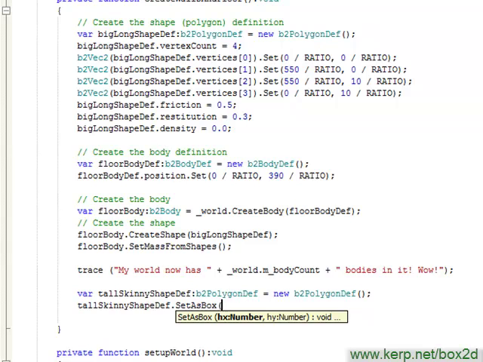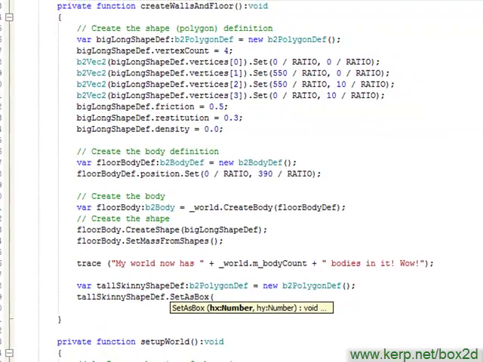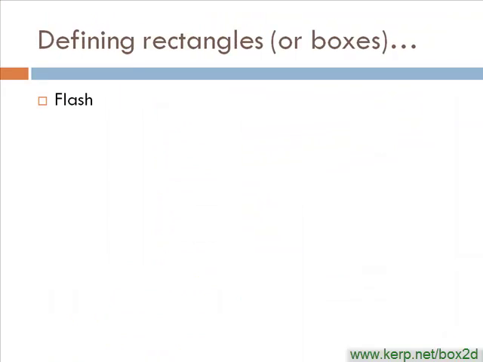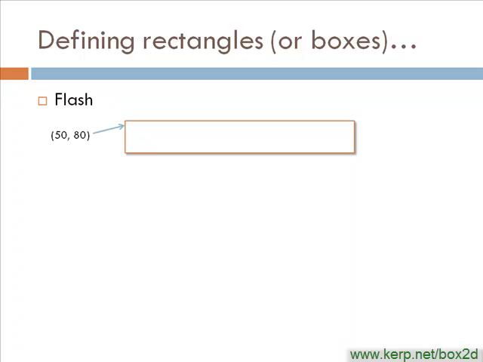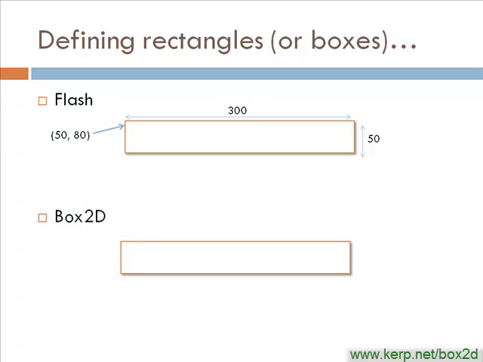Now, before I give you the parameters to this function, let's just take a look at the slightly different way in which Box2D defines boxes compared to Flash. So in Flash, if you're defining a rectangle, chances are you're defining it by its upper left corner, and then its width, and then its height. This is probably the way you're used to, and it all kind of makes sense. In Box2D, it's a little different. You're actually going to define its position based on the center of the rectangle, and then you're going to define this half width and half height.